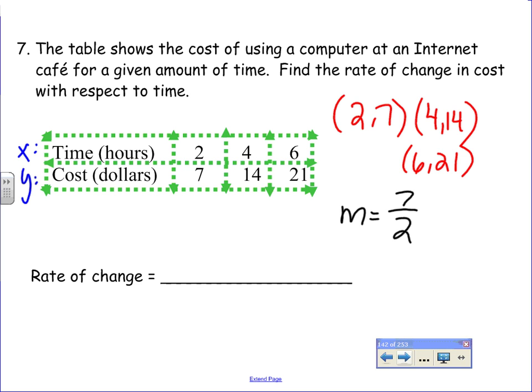You could have done y2 minus y1. That's 14 minus 7 over x2 minus x1, 4 minus 2. Or like before, how you guys were figuring out patterns. We know slope is y over x, so y is increasing by 7. So 7 over time is increasing by 2, 7 over 2. You can do that a bunch of different ways. Everybody, thumbs up, thumbs up, thumbs down. All right. Beautiful.